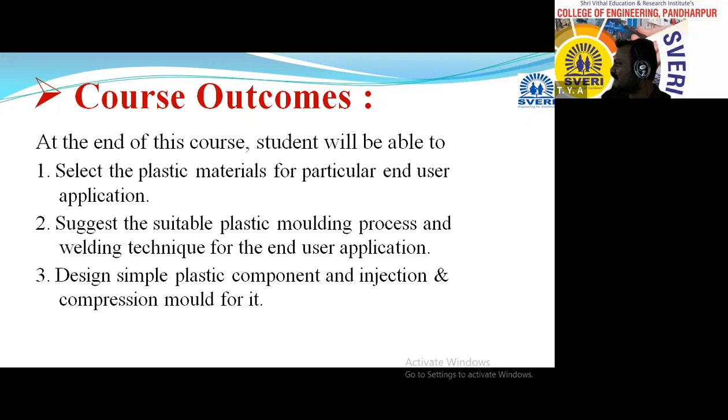Whichever raw material is there, I have to perform some processing. I have to do some welding process to get the desired shape and size. This is our second outcome: suggest the suitable plastic molding process and suitable welding technique for the end user application. And the third, I will suggest you the design.